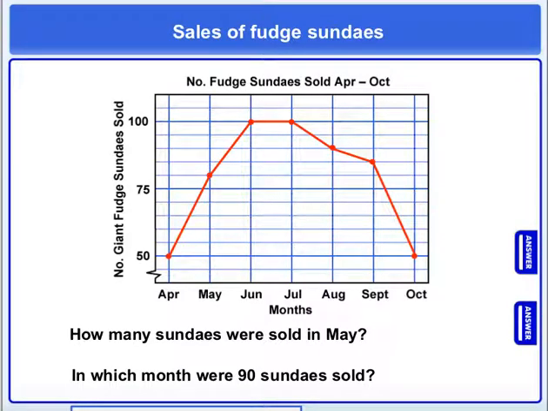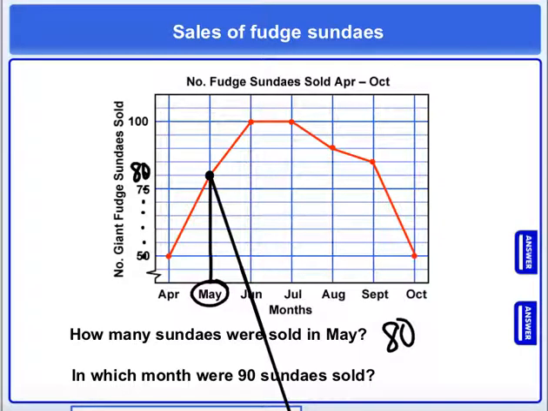Another way to represent data is a line plot, okay? Line graph. And in this one, we're talking about number of fudge sundaes sold from April to October. So the question is, how many sundaes were sold in May? Well, we go to our months, which is on our x-axis, and we say, all right, May. We go up and we see right there. Well, if we're looking at this going 50, maybe we're going by 5s. 50, 55, 60, 65, 70, 75, we are going by 5s. So on this line, we should have 80. There were 80 sundaes sold in the month of May.